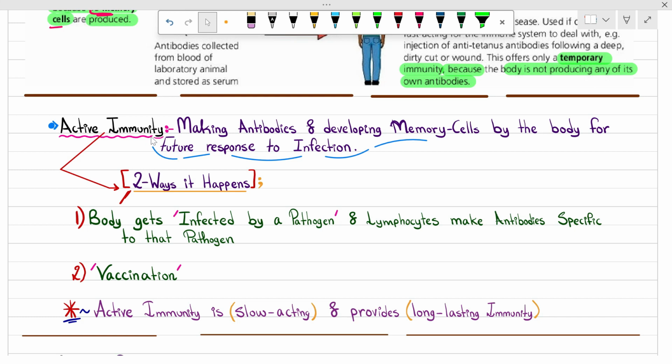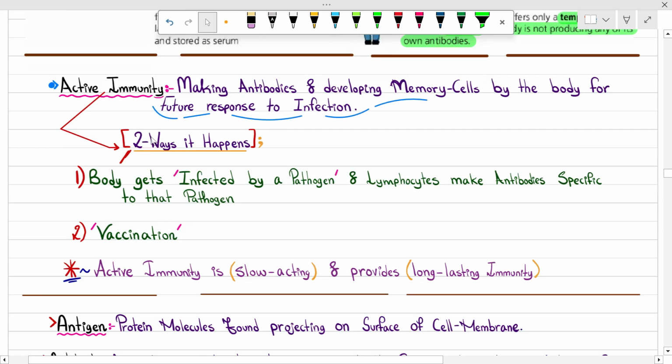The first one is the body gets infected by a pathogen and the lymphocytes make antibodies specific to that pathogen. So during active immunity, the pathogen and the antibodies are like the enzyme and substrate complex. The enzyme and substrate are complementary in shape to each other, so are the antibodies and pathogens. Lymphocytes will always produce antibodies complementary in shape to that pathogen. The second way is vaccination. Active immunity is slow acting and provides long lasting immunity because of the presence of memory cells.